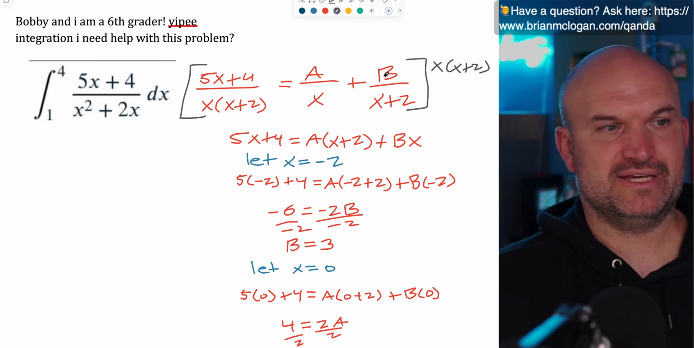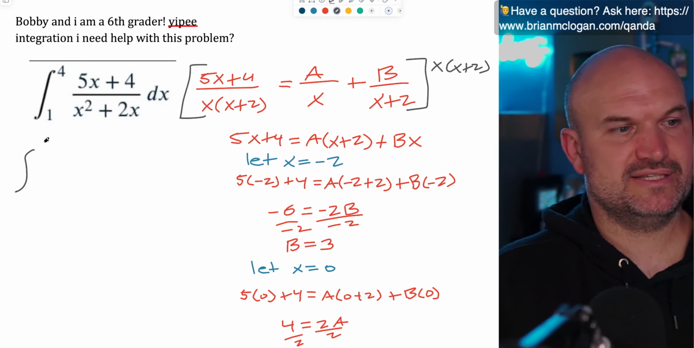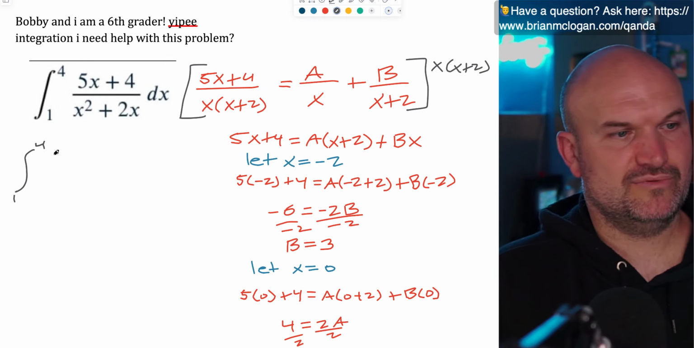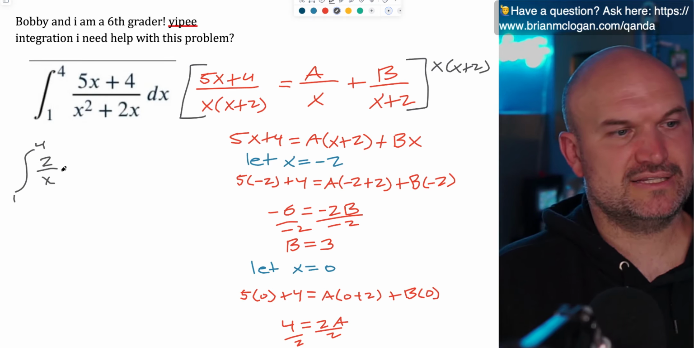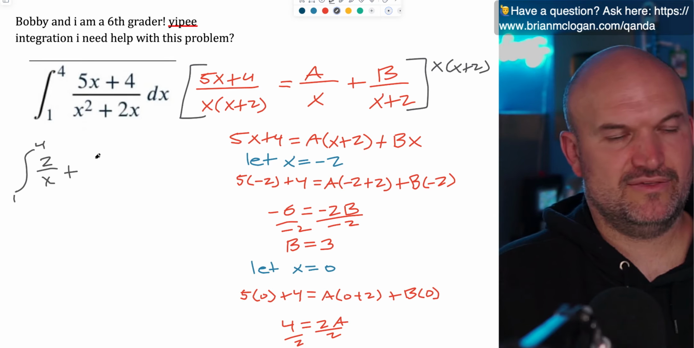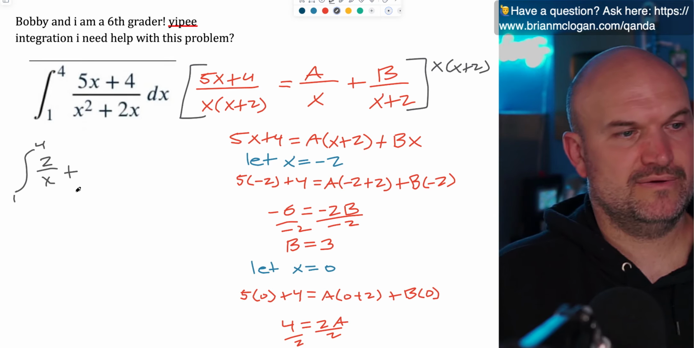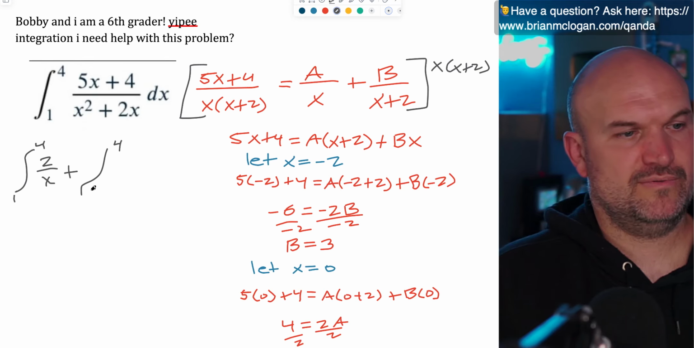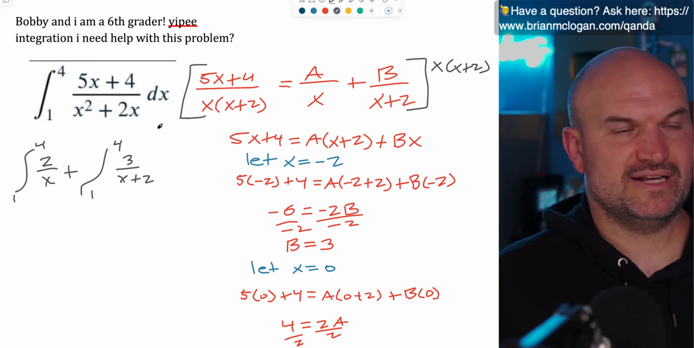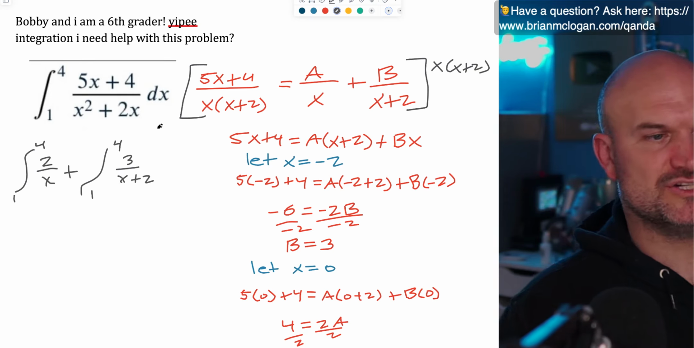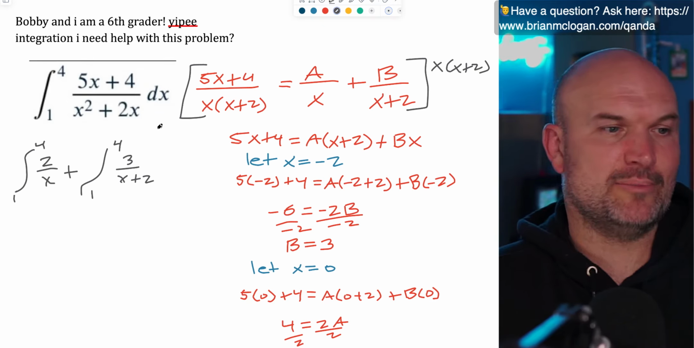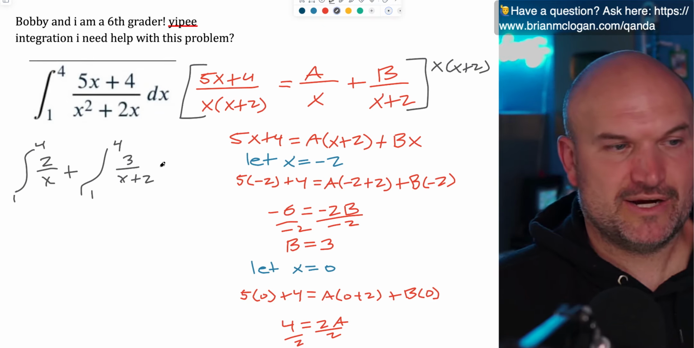So I can break it up like this. So now I can rewrite this as 2 over ax plus 3 over ax plus 2, right? So since I have two separate rational functions now, I can break up the integral for each rational function.